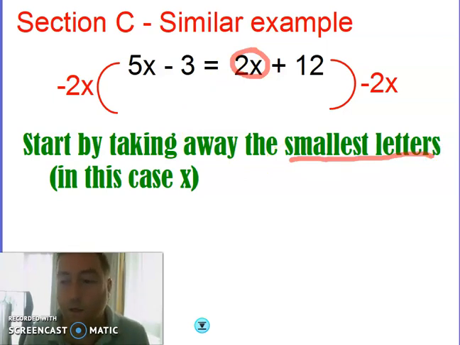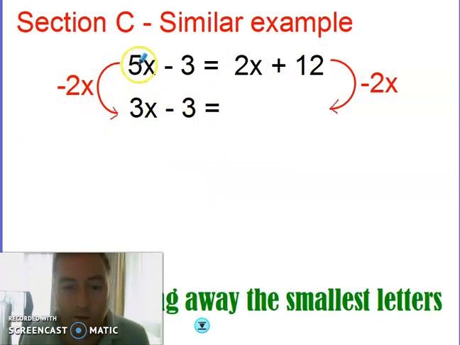So when I take away 2x from both sides, got to be very careful here. 5x minus 2x is going to give me 3x. The numbers, I didn't take away numbers, I took away letters. I took away x's, not numbers. So minus 3 stays minus 3. 5x minus 2x, 3x. Over here, I'm going to take away the 2x, not taking anything away from the 12, and we get just 12. Okay? Right, now we've got something looking a lot like our section A examples.